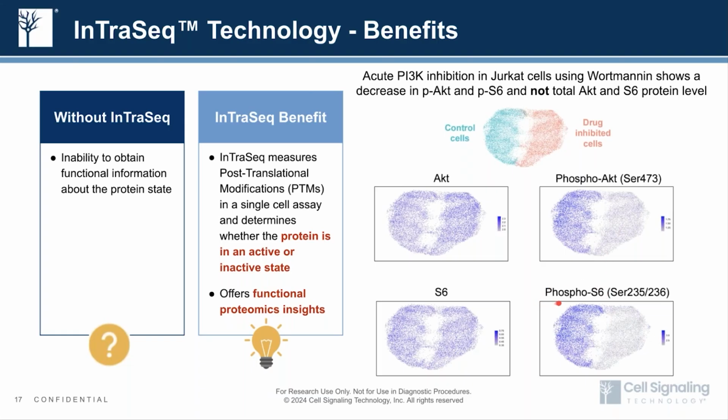Now, S6 is downstream of AKT further down, and we looked at serine 235, 236 because we have a very robust antibody for that protein, and you can see that the signaling for phospho-S6 is downregulated in the inhibited cells compared to the control cells. And similar to the total AKT protein, the amount of S6 protein is still the same in both those two conditions. So finally, in addition to RNA, you can measure the activation state of your protein and get some functional proteomics insight in your single cell RNA sequencing data.